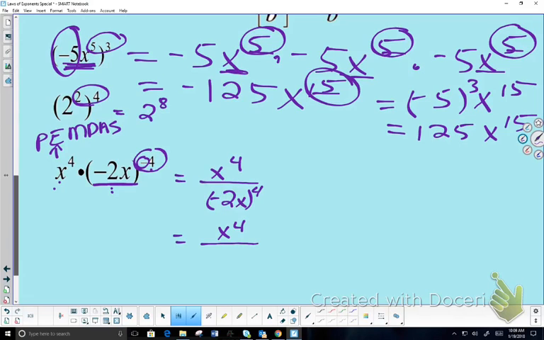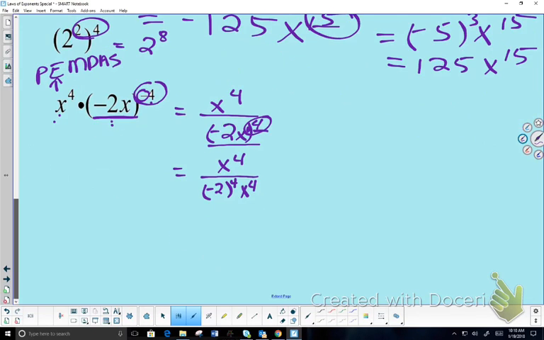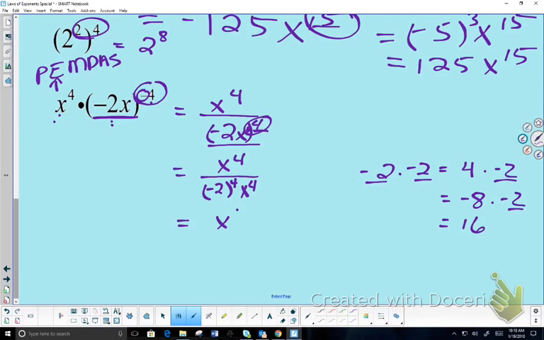Nothing's happening with that. But then I've got this raised to the 4th power. Well, that's negative 2 to the 4th. And then this is like having a 1, correct? So 1 times 4 would be x to the 4th. And then we would do negative 2 to the 4th power. Well, let's see. Negative 2 times negative 2 is positive 4. Times negative 2 is negative 8. Times negative 2 is positive 16. And that's what? 1, 2, 3, 4. I did it 4 times. So that means I got x to the 4th over 16 x to the 4th.